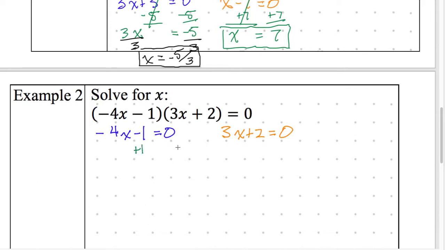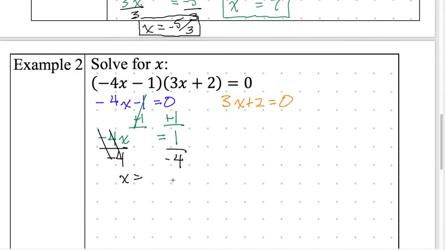I'm going to add 1 to both sides, undoing the 1, and I'm now left with negative 4x equals 0 plus 1, which is 1. All right, now I'm going to divide both sides by negative 4 to cancel out the coefficient out front. These negatives and 4's are gone. This is also going to be divided by negative 4. And now I'm left with x. X is by itself. X is equal to this fraction, negative 1/4.